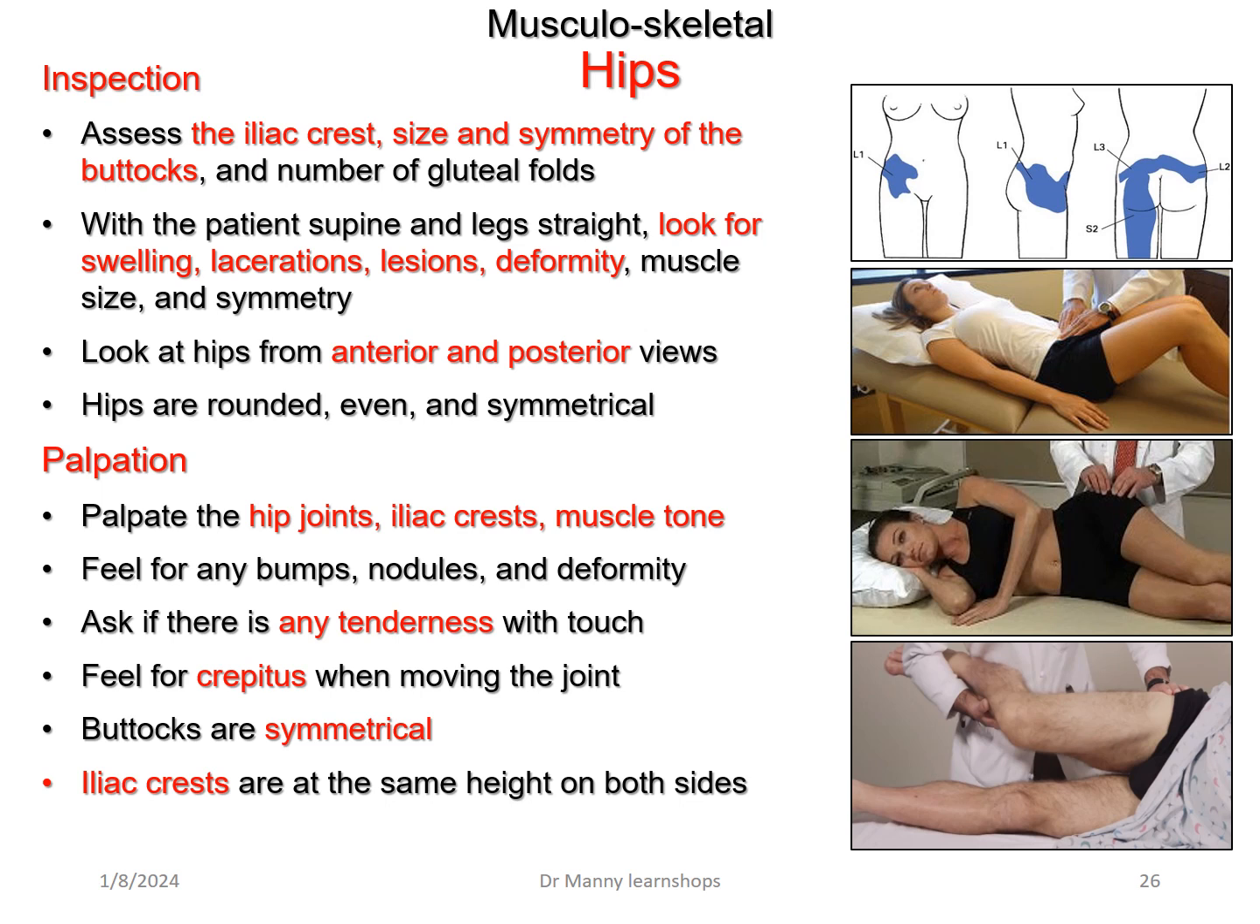You palpate the hip joints, iliac crests, and muscle tone. You feel for any bumps, nodules, deformities, and you ask if there's any tenderness when touched. You feel for crepitus when moving the joint, and the buttocks are typically symmetrical. Iliac crests should be the same height on both sides.